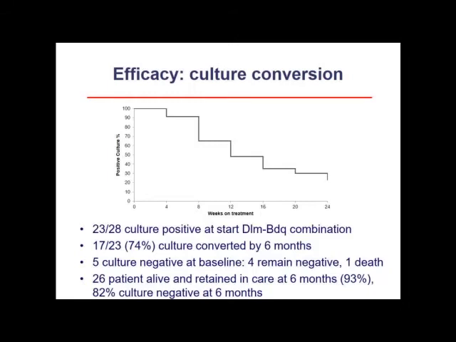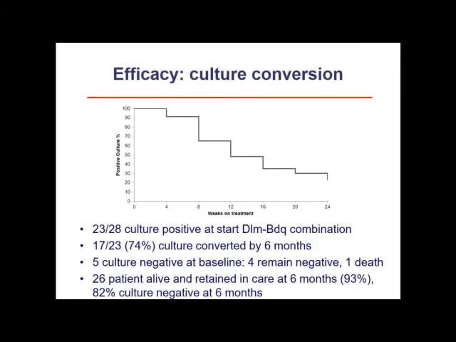At 2 months, the culture conversion was 40%. And after 6 months, it was 74% amongst the 23 patients who were culture positive at baseline. Amongst the patients who didn't culture convert, 2 were culture positive at month 6, 2 had 1 negative culture at month 6, 1 was lost to follow-up, and 1 could not produce sputum.